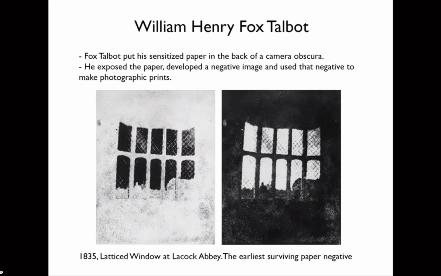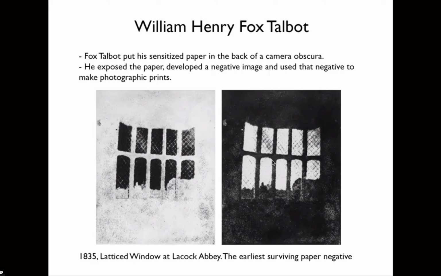And finally, he said, oh, let me just put this sensitized paper in the back of the camera obscura and expose it to light. Now, what he did, he would make a negative image. That's what he would get. And then when he would press the negative image and place it on top of another sheet of sensitized paper, put the glass over and expose it to light, he would actually get a positive image.